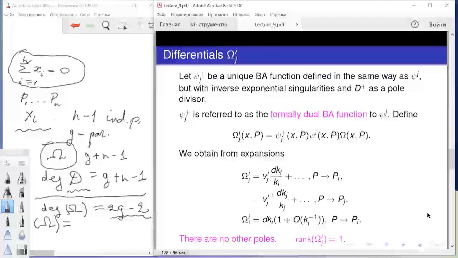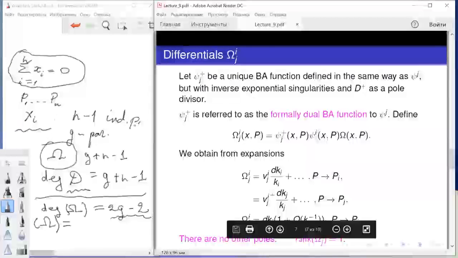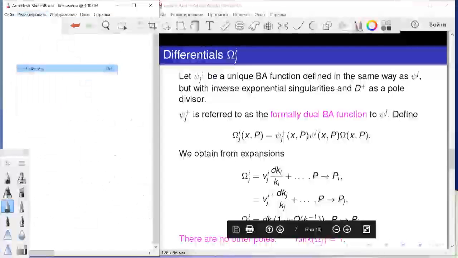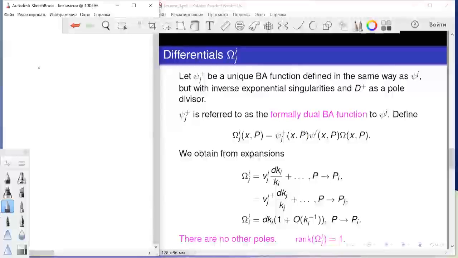Is it clear? Or should I write down formulas? Okay. Please do write. Should I write? Yes, please. Okay.